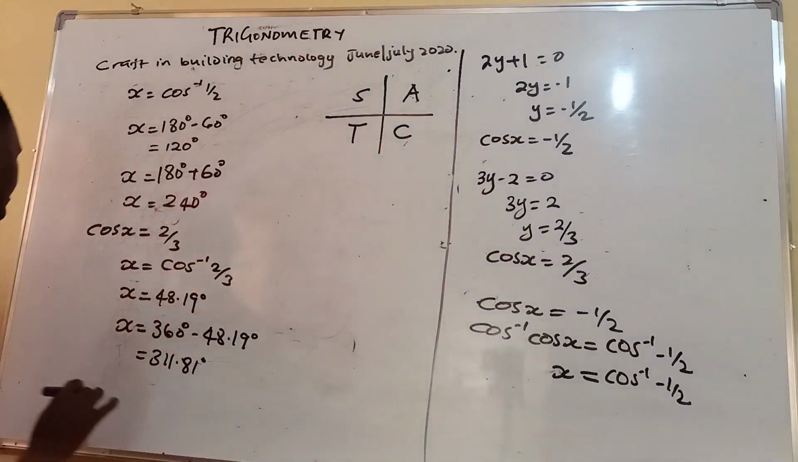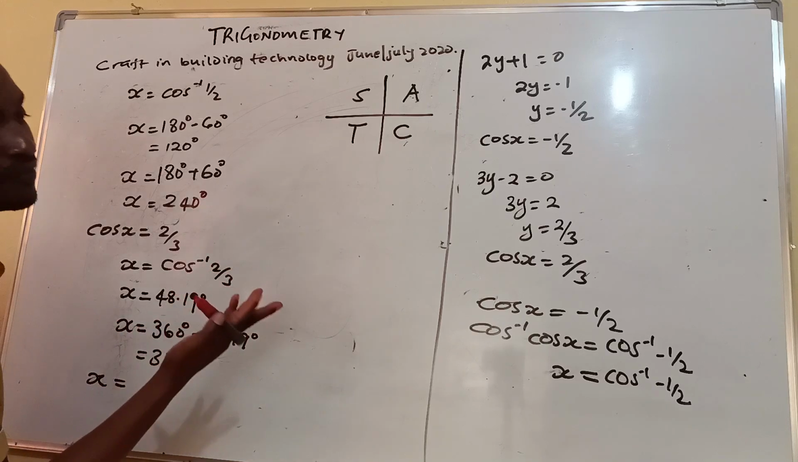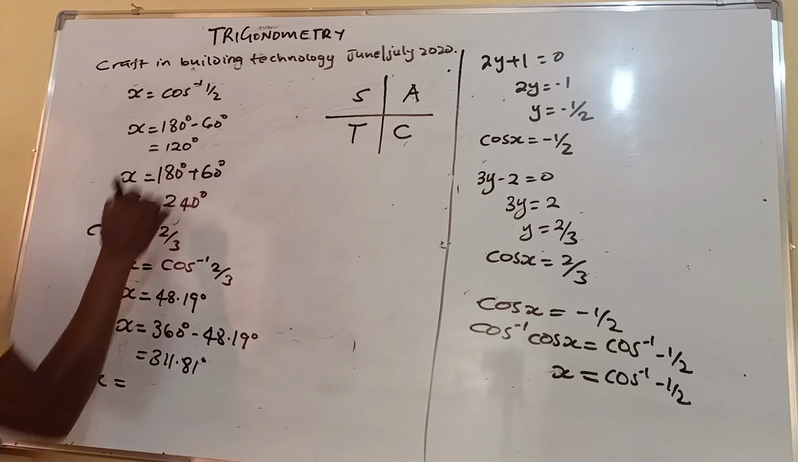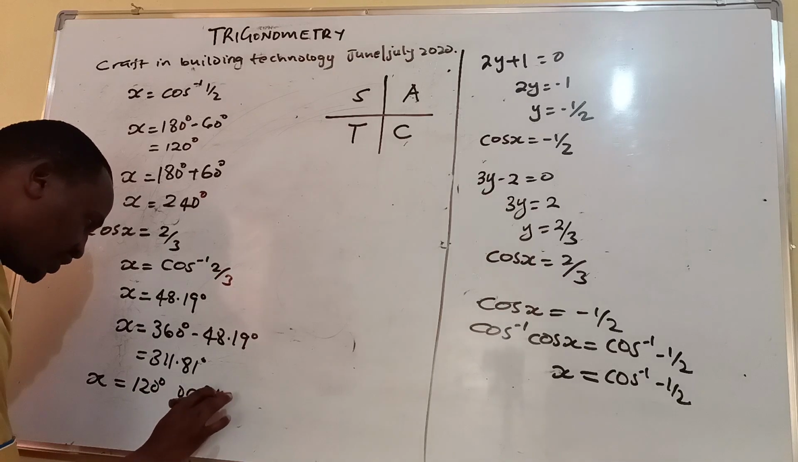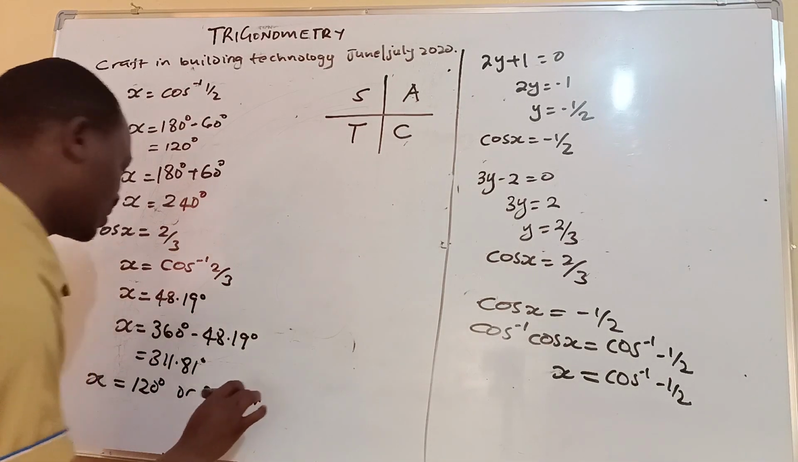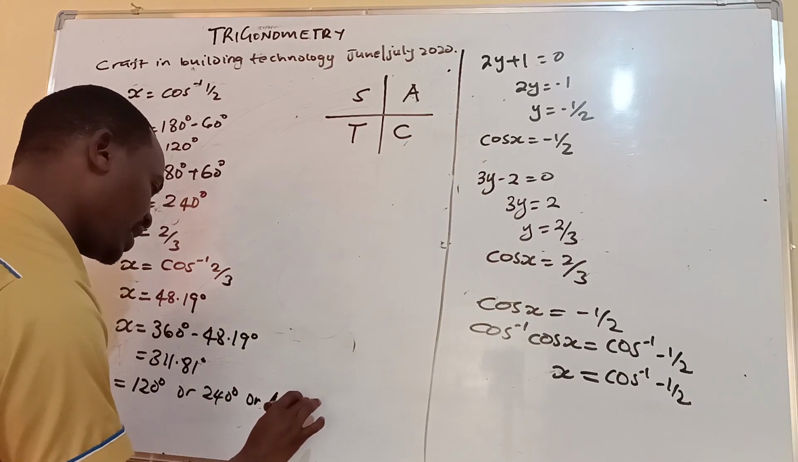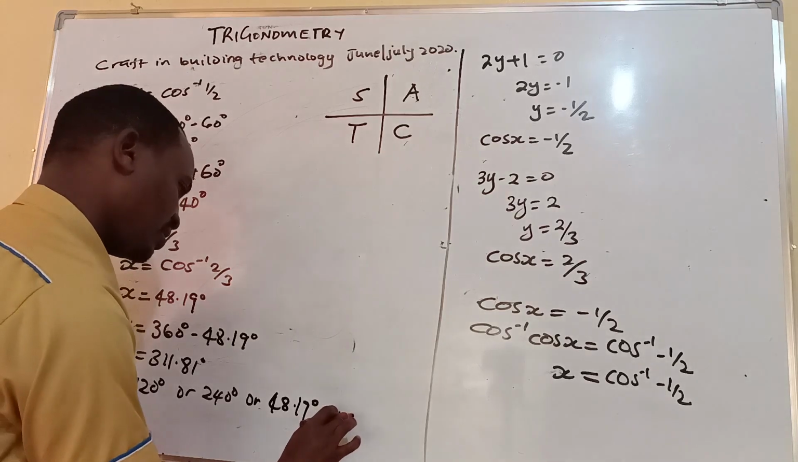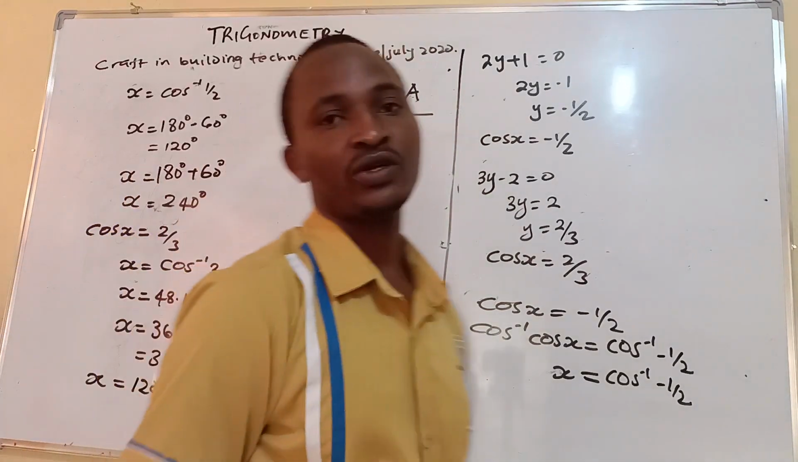Now, so we have 4 answers. We have x can be equal to 120 degrees or 240 degrees or 48.19 degrees or 311.81 degrees. So that's how we go about that.